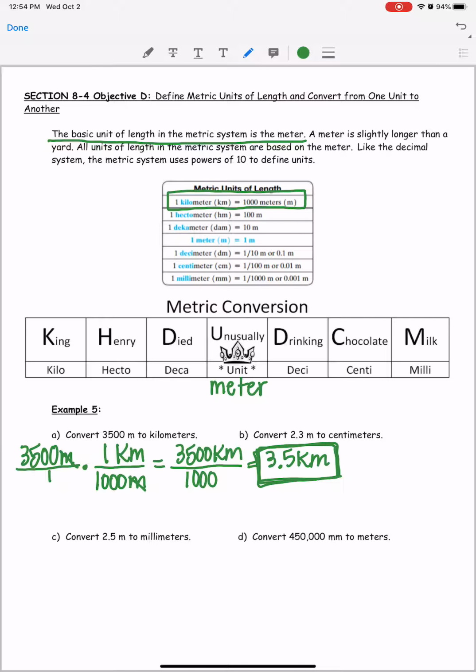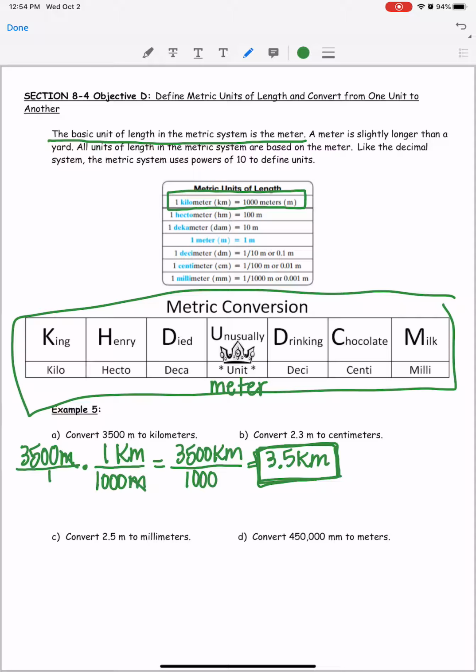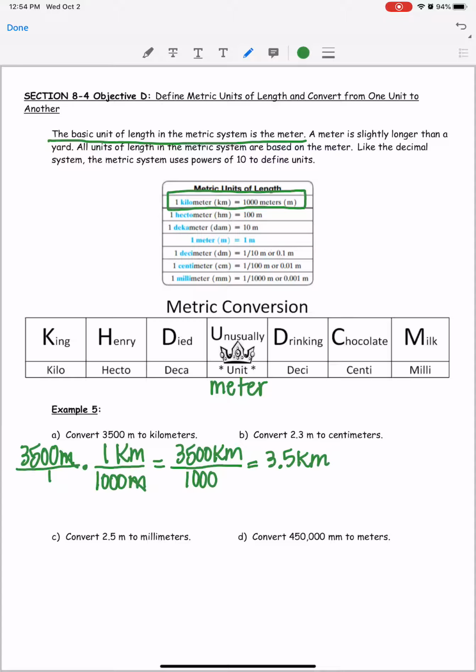Here's the other way to use this, by this metric system conversion. All you are doing here is moving your decimal so many places to the left or to the right. On this problem, I am starting at meters and going to kilometers. If it doesn't have a prefix in front of meter, that's your unit. So I'm going to write this out.